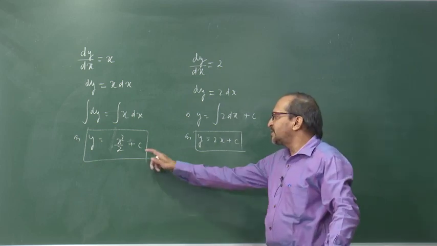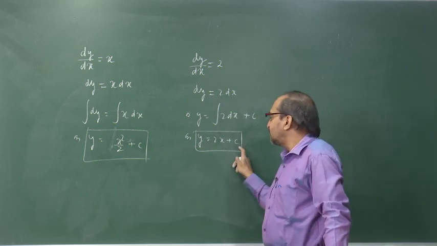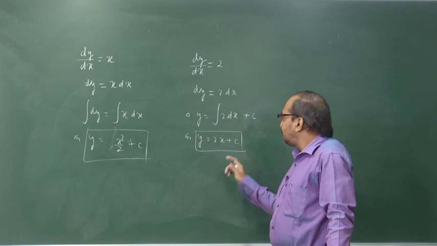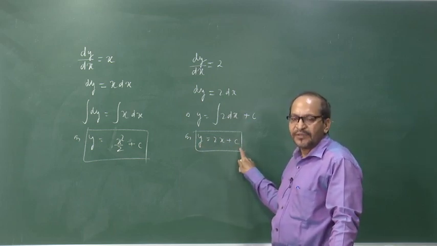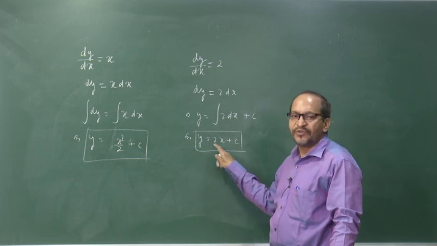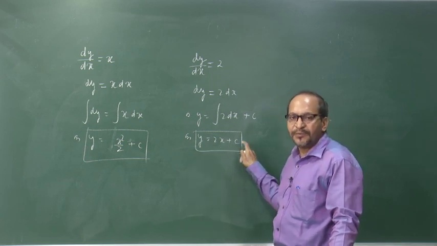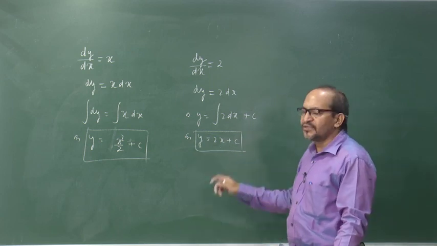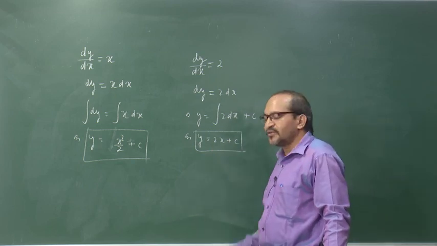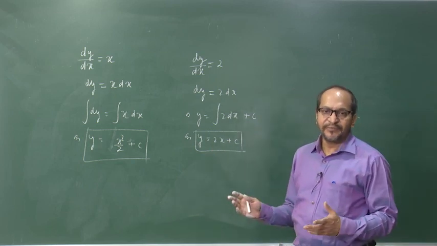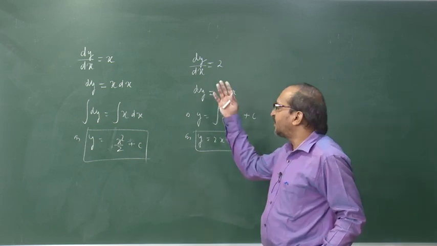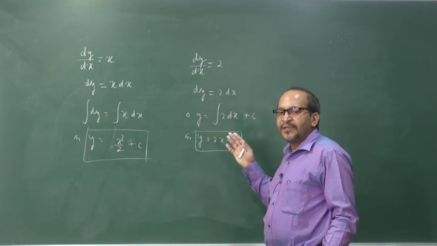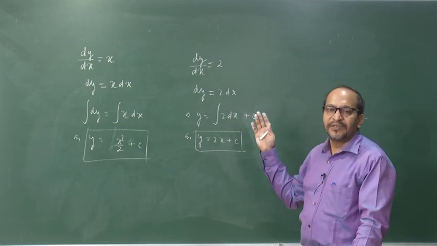You see, these solutions always involve these arbitrary constants. If we put c is equal to 1, I have a solution y is equal to 2x plus 1. If I put c is equal to 2, I have y is equal to 2x plus 2. If I put c is equal to 3, or c is equal to 0.1, I have y is equal to 2x plus 0.1. So, what does it mean? We have an infinite number of solutions of a particular differential equation, because the solution involves an arbitrary constant.